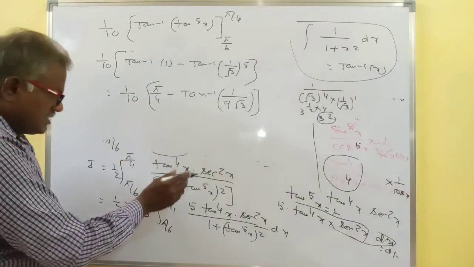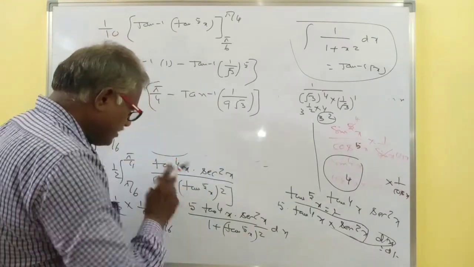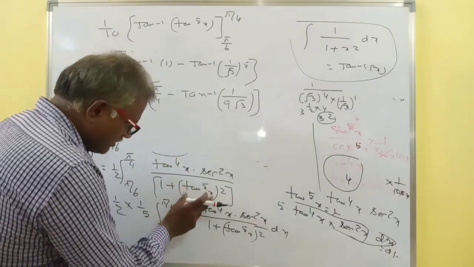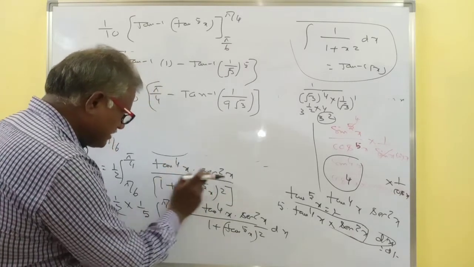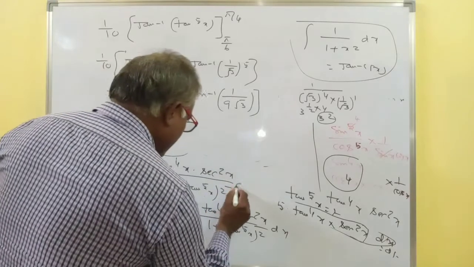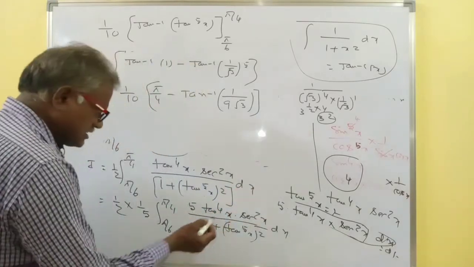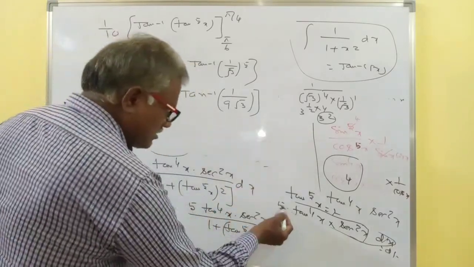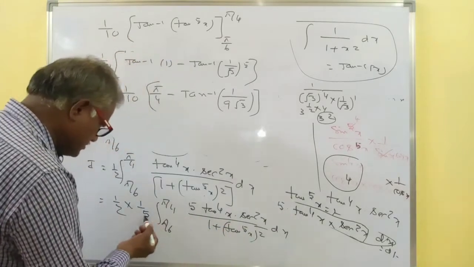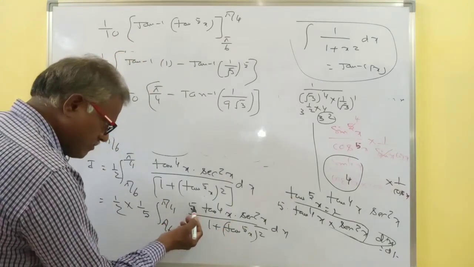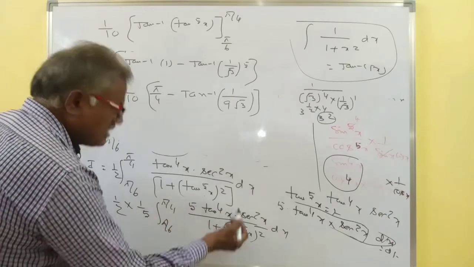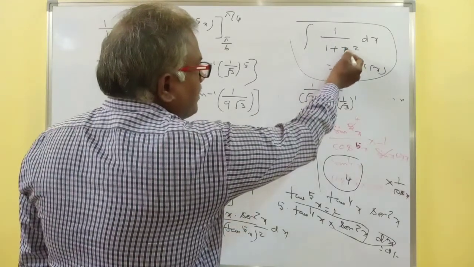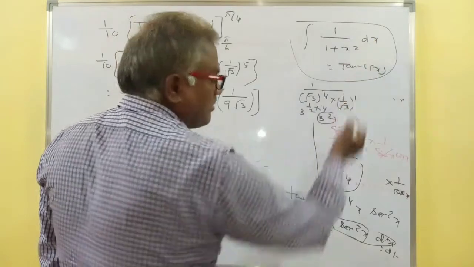So in this one, this is the concept: if we consider this as t, the derivative of this must be obtained in the numerator. The derivative of this is 5, so we have to produce 5, multiplying both by 5, 1 by 5 into 5. So clearly this is the 1 by 1 plus x square form.